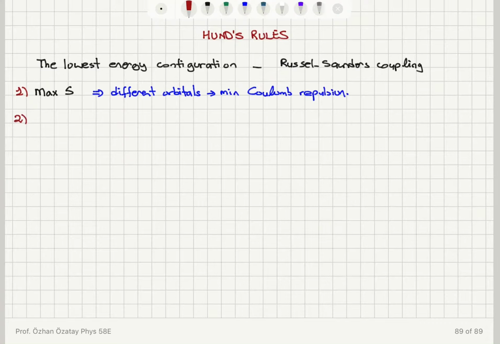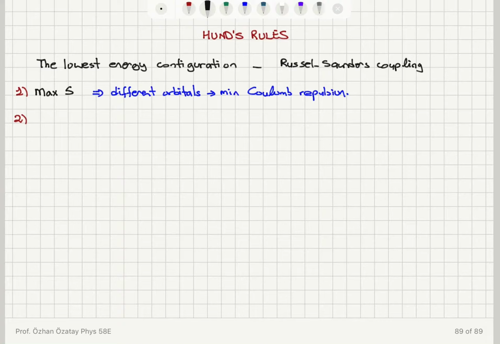The second rule is that for a given spin arrangement, the configuration with the largest capital L, the total orbital quantum number, is the lowest energy.